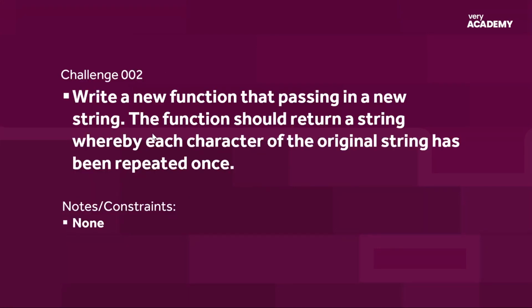Let's get straight to this. So we need to write a new function that passes in a new string. So we're going to build a new function. That function should return a string, the string that we entered, plus an extra character. So the function should return a string whereby each character of the original string has been repeated once. So if we input the word "two", TWO, into this function, what will get returned is TTWWOO.